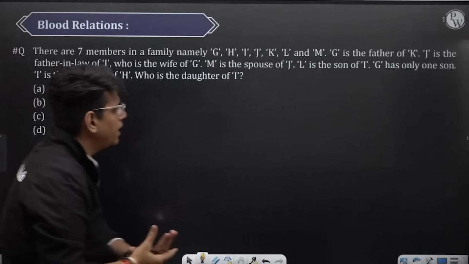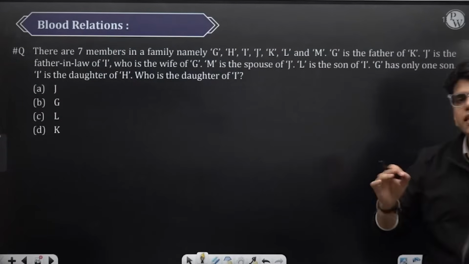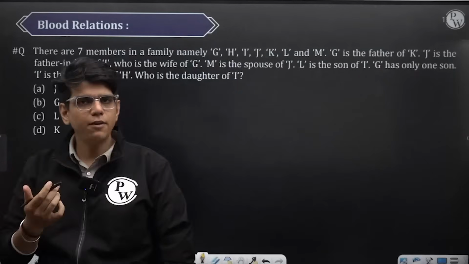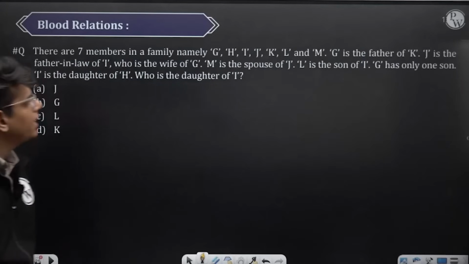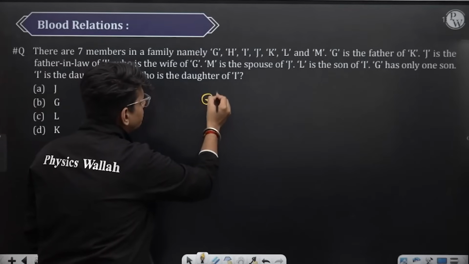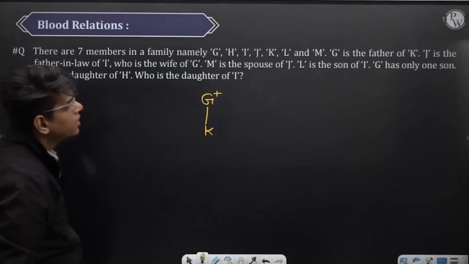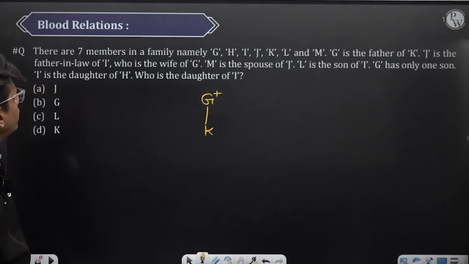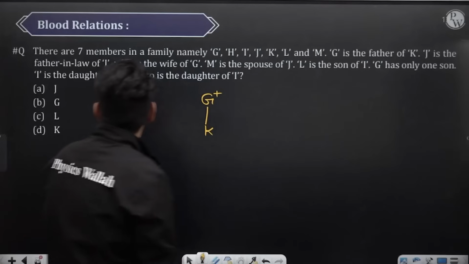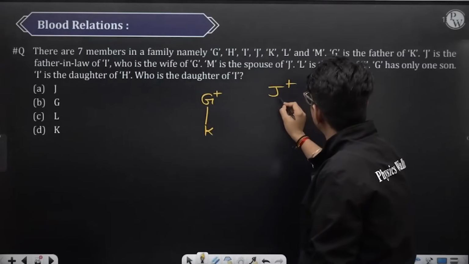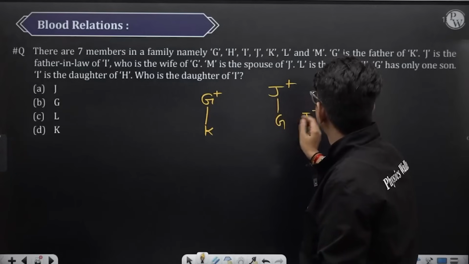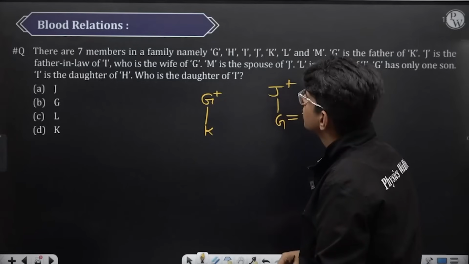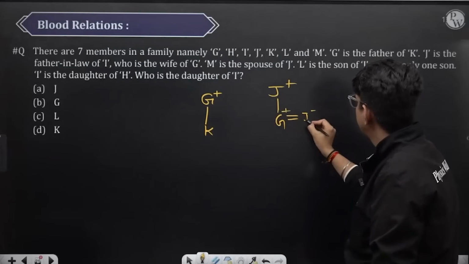Next question is from blood relations. In blood relations, you should know the basics, the representation of different relations, a family tree. So this is a good example from which you can understand that. Look, there are 7 persons G, H, I, J, K, L, M. G is the father of K. J is the father-in-law of I. Who is the wife of G? J is the father-in-law of I, who is the wife of G. Okay, so this is another relation, right?